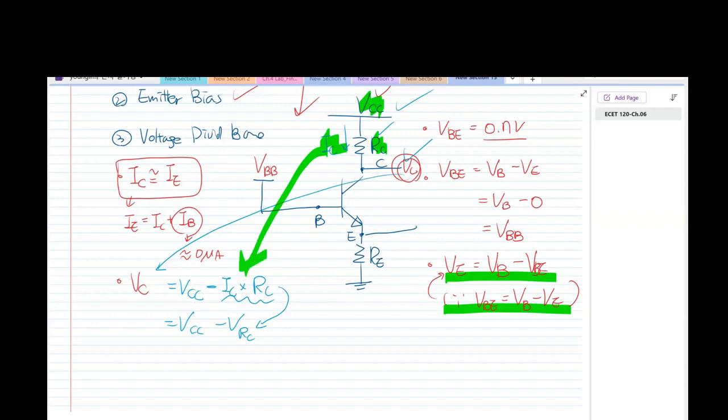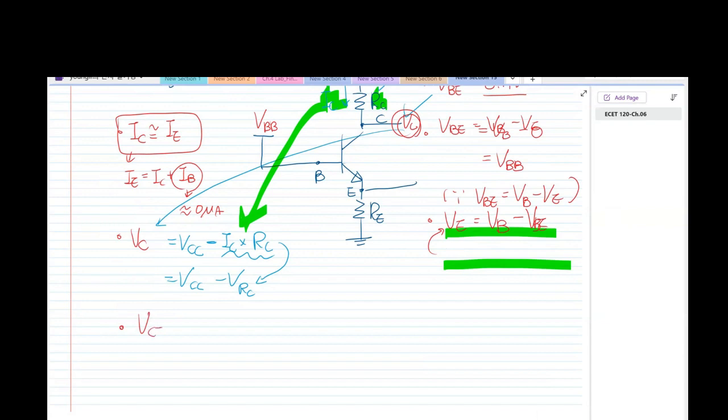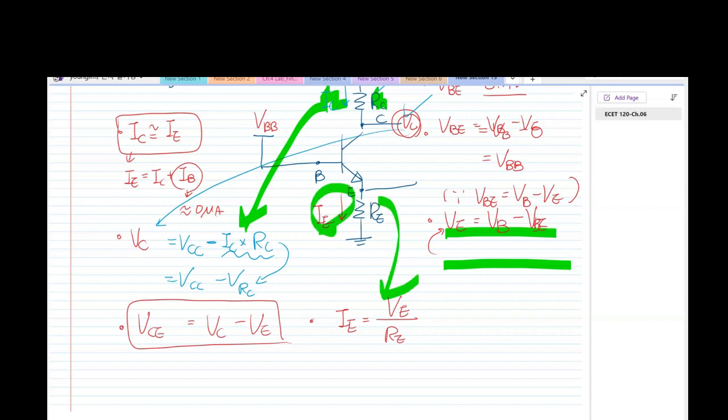And then V sub CE is what? V sub C minus V sub E. And then I sub E is equal to V sub E divided by R sub E, like this one. I sub E here.